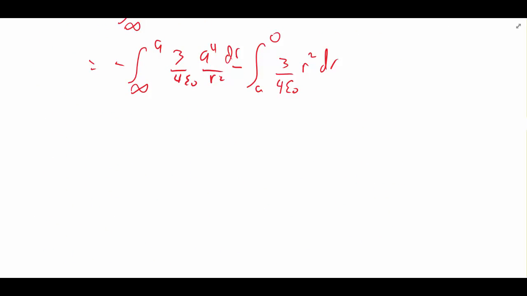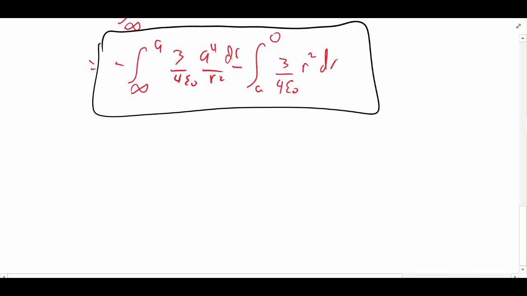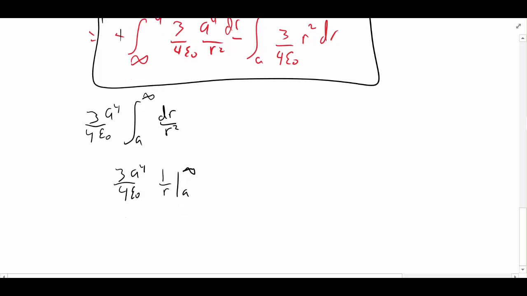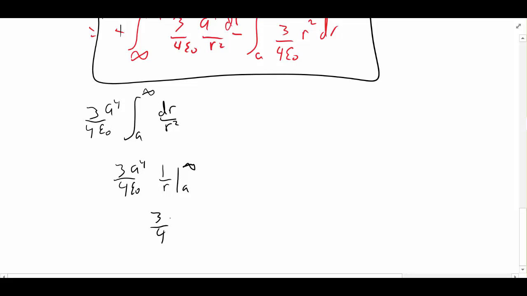Now, the first thing I would want to do is say, hey, we got this far. What would it actually look like if we evaluated these integrals? Okay, well, this would be 3/4 epsilon naught a to the 4th power. Now I'm going to reverse the limits of integration, get rid of my minus sign there. And this would just be dr divided by r squared. And when we do that, we're basically going to get a 1 over r. So this ends up being 3/4 epsilon naught a to the 4th power, and this is going to be 1 over r from a to infinity. The infinity turns into 0, so this ends up being 3/4 1 over epsilon naught a to the 3rd power.